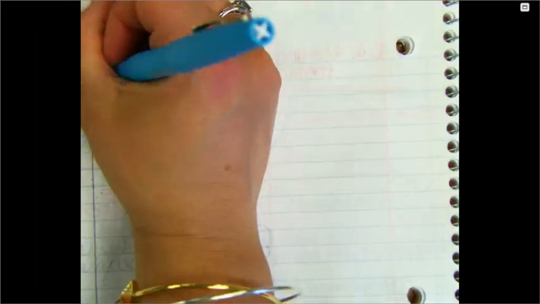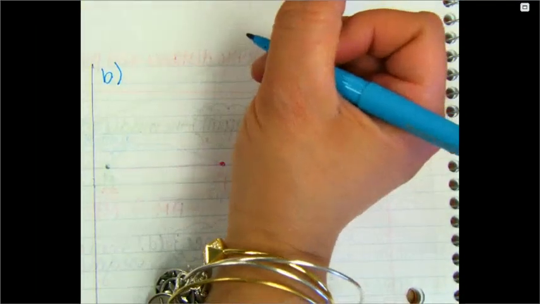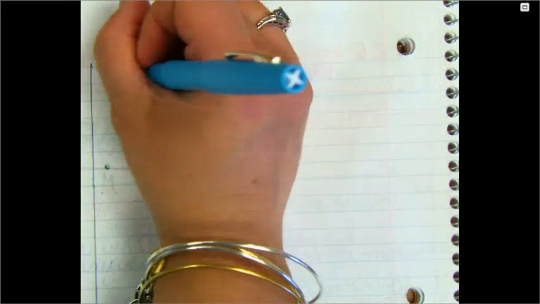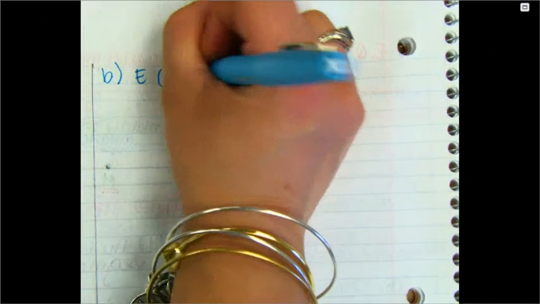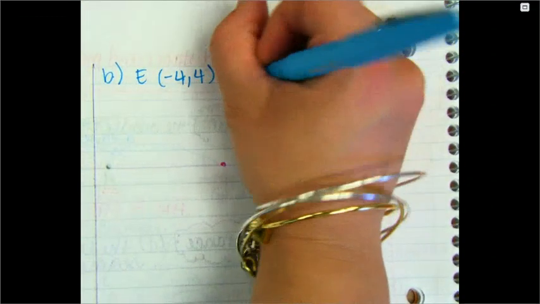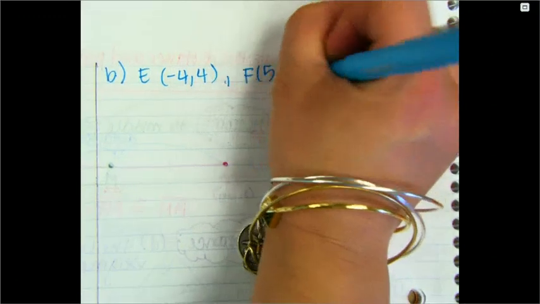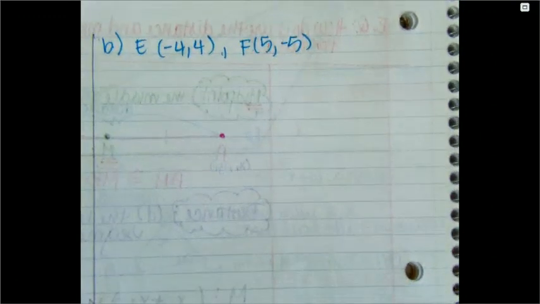I'm just going to let you work on it. I'm going to give you the points. So you're going to do midpoint and distance. When you're done with the whole thing, check with your neighbor, okay? Hey, we're not talking. Here we go. Your points are negative 4, 4 and 5, negative 5. You're finding midpoint and distance for it. Go.